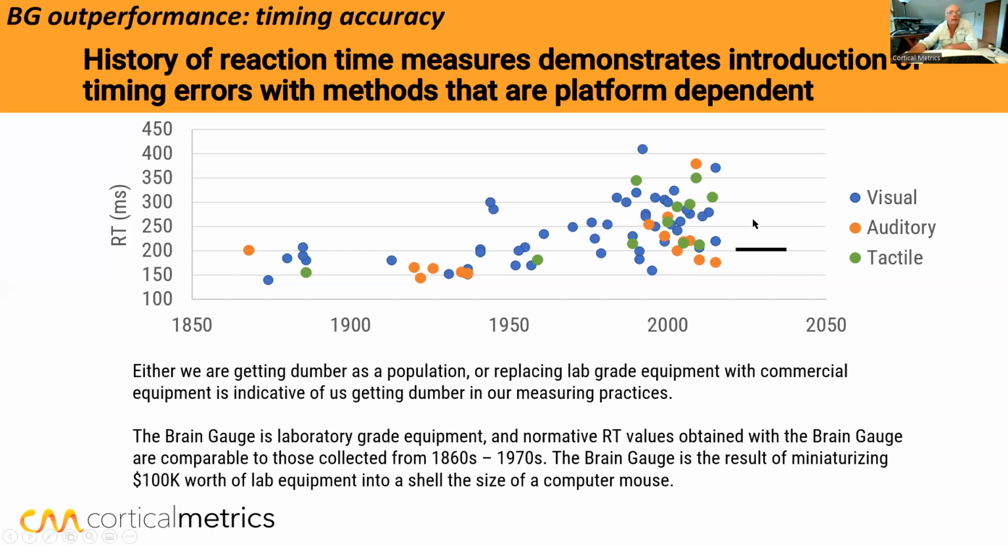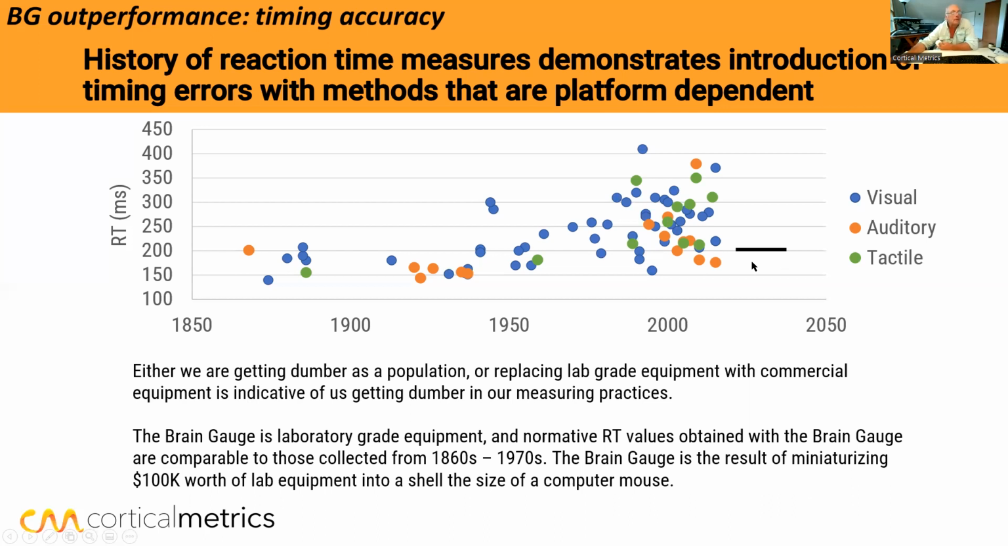Social media is probably making people dumber, but that's another story. Anyway, people are getting slower, not dumber, rather. They're getting much slower. So what's going on there? But there's still some down here, and in our brain gauge studies, the black line, we're still getting reaction times around 200 milliseconds.